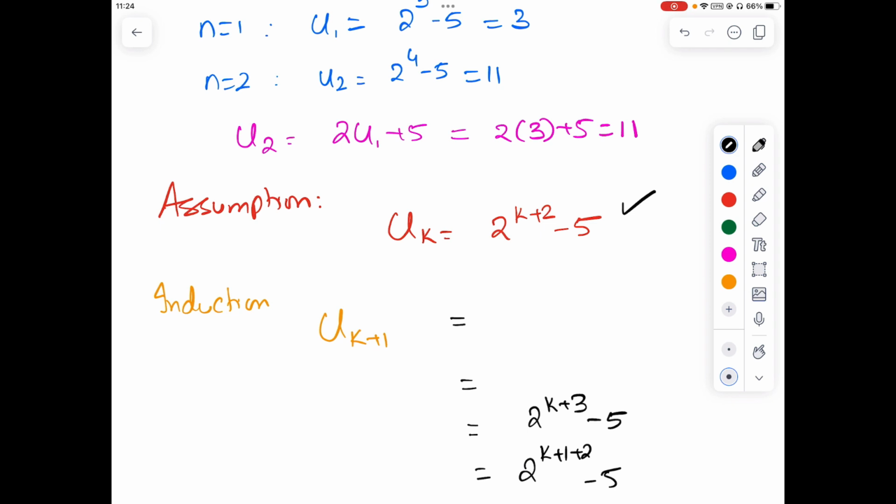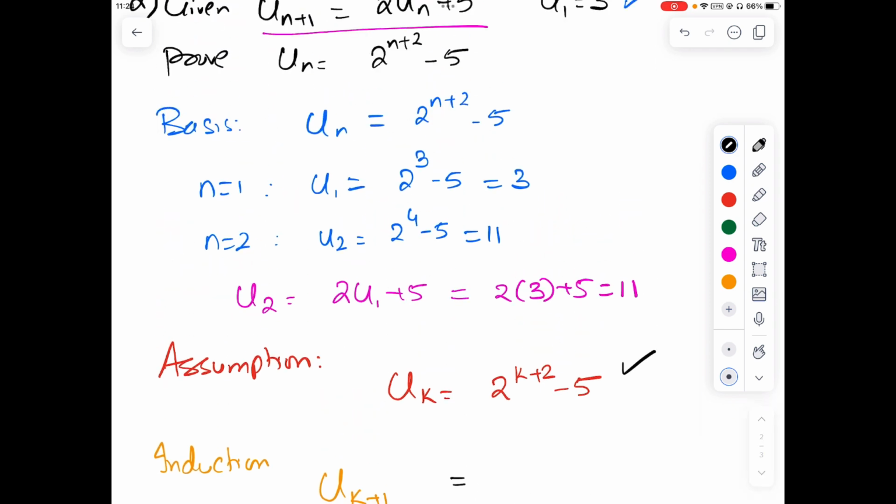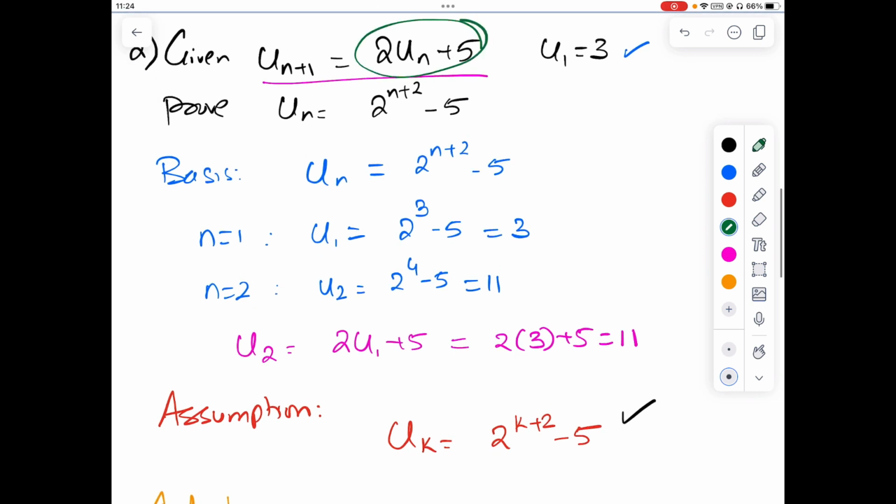So now again, u_(k+1) from the recursive formula. What is u_(k+1) from the recursive formula? 2u_k plus 5.